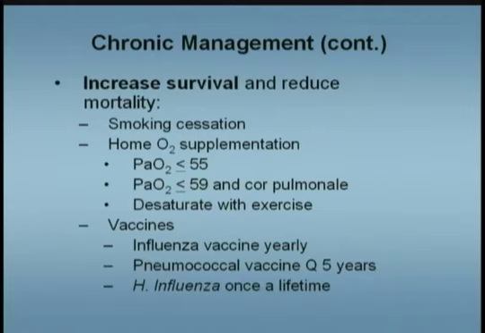Some people say once in a lifetime, but just to be sure, people that are relatively immunocompromised, you may want to be sure by giving it every 5 years. But if they say pneumococcal vaccine once in a lifetime, that's adequate too. And then the Haemophilus influenzae vaccine, the bacterial Haemophilus influenzae, once in a lifetime also. So make sure that these patients get their vaccines, and this goes for all patients with chronic pulmonary disease.